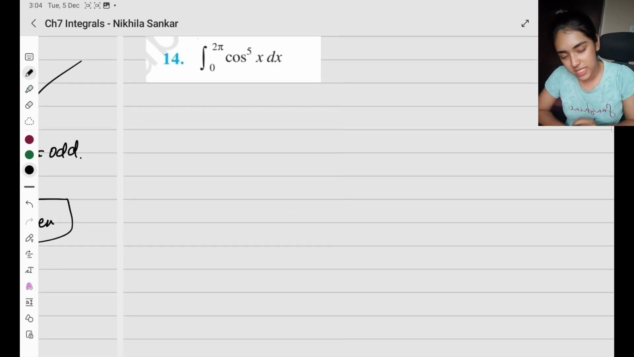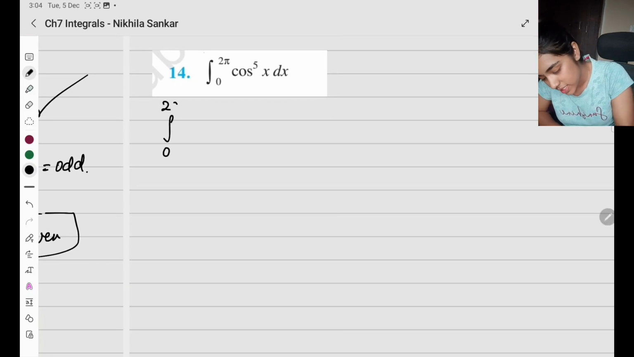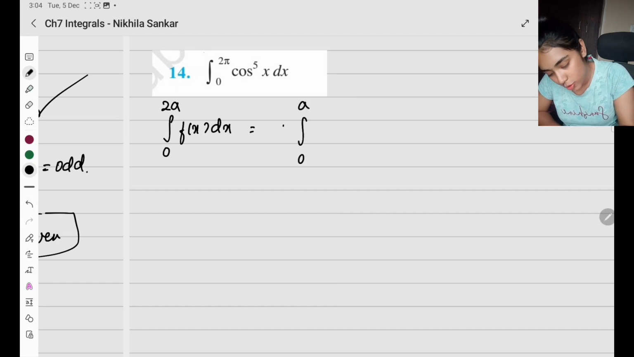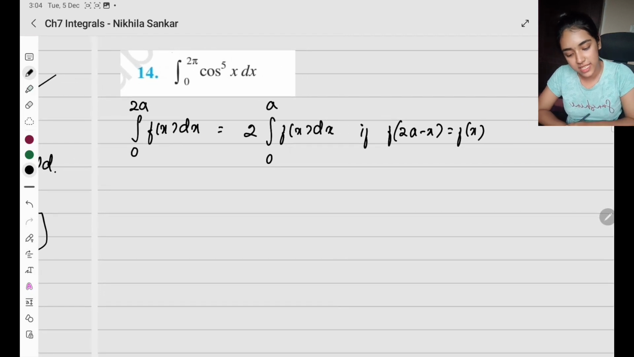Here it is going to be a similar question, but here I have 0 to 2 pi. So if it is 0 to 2a, how can we change it to 0 to a? So f of x times dx, I can change it as 0 to a, not 2a. So 2 times the integral 0 to a of f of x dx if f of 2a minus x equals f of x. Okay, let's see if this is the case.